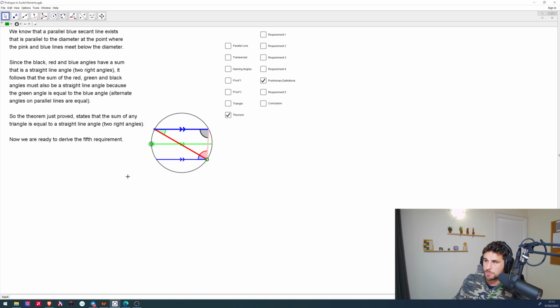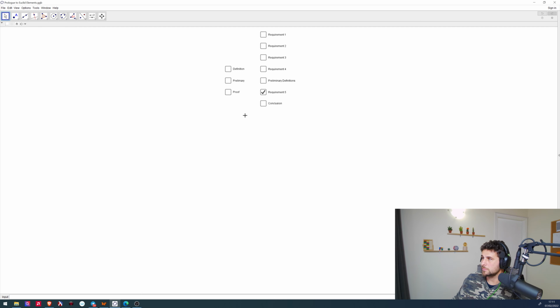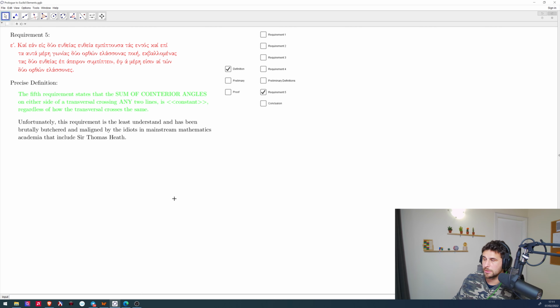So the theorem just proved states that the sum of any triangle is equal to a straight line angle, which is two right angles. So now we're ready to derive the fifth requirement. I won't read the ancient Greek for you. I'll just go to the English definition, which states that the sum of co-interior angles on either side of a transversal crossing any two lines is constant, regardless of how the transversal crosses the same.